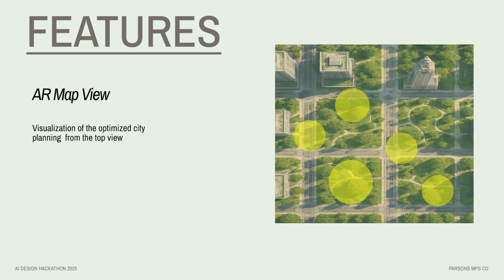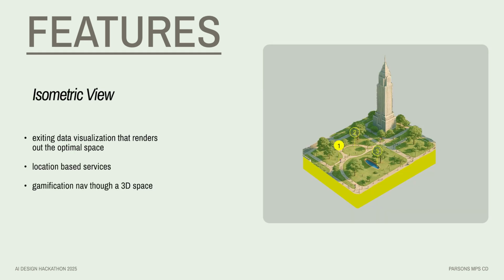And then after user testing, we decided to add AR map view. So after one click from current to AR map, people can view the optimized city planning. From the AR map, you can also see the isometric map, which helps visualize the 3D space. This also adds an element of gamification and exploration within the city.